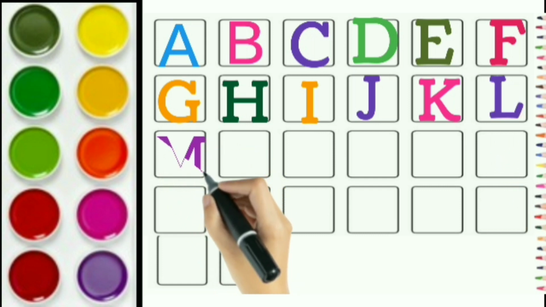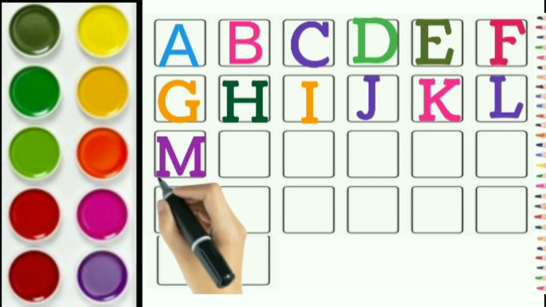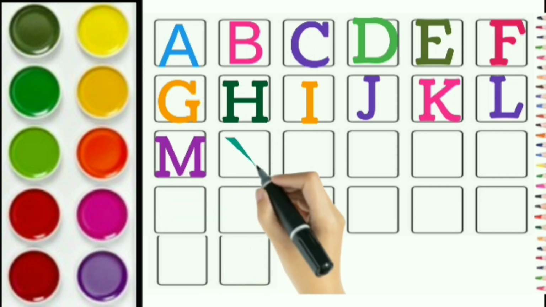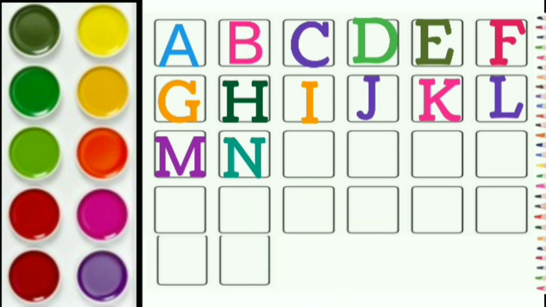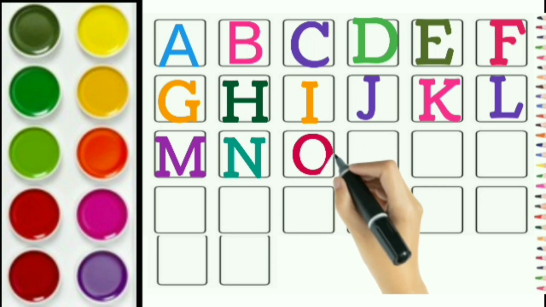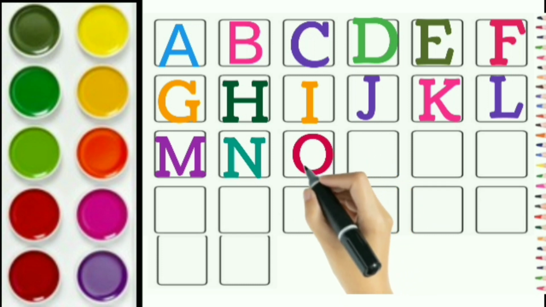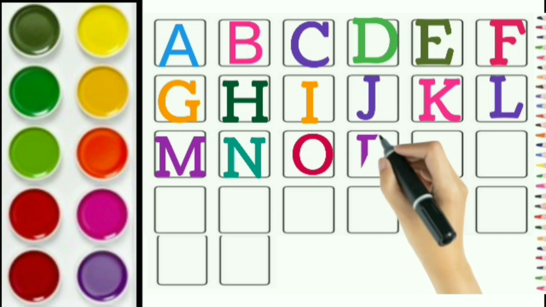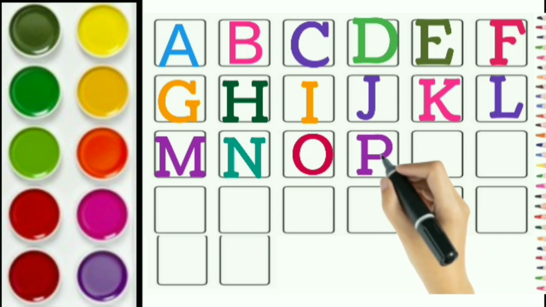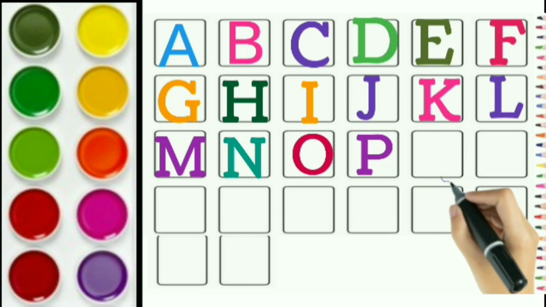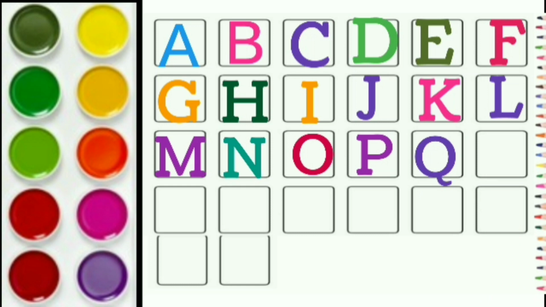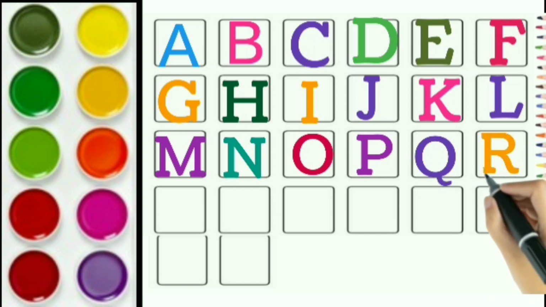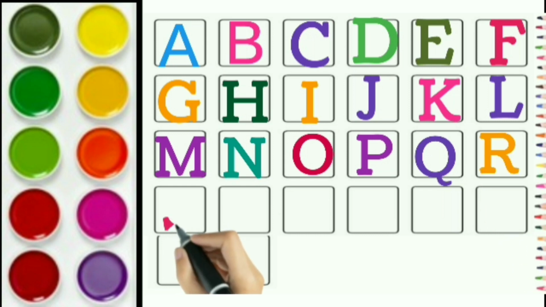M. ये क्या है? M. M for monkey. Say with me, monkey. N. N for nest. O. What is this? O. O for orange. P. P for parrot. Q. Q for queen. R. R for rabbit. Say with me, rabbit.